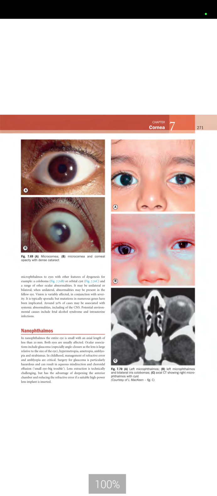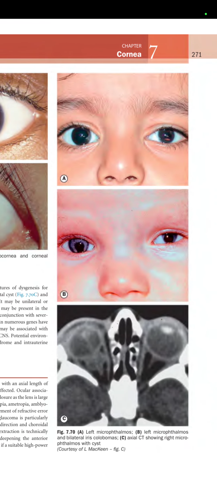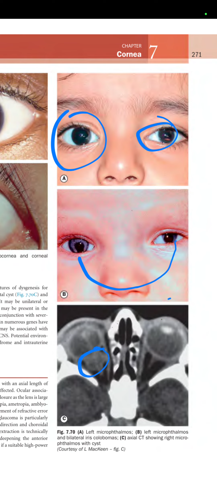So you can see figure 7.7a is showing a microphthalmos. You can see the left eye is smaller than the right one. B is showing a left microphthalmos with bilateral iris colobomas, and C is showing a right microphthalmos with a cyst. So there is a cyst in it.